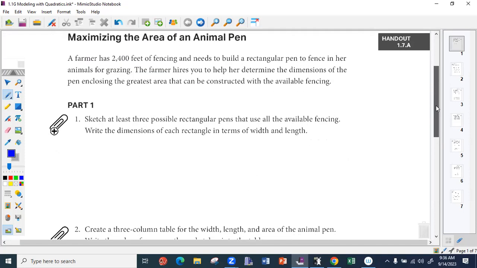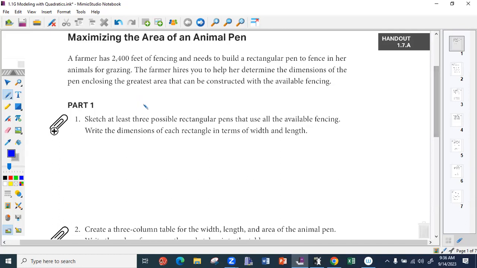A farmer has 2,400 feet of fencing and needs to build a rectangular pen to fence in her animals for grazing. The farmer hires you to help her determine the dimensions of the pen enclosing the greatest area that can be constructed with available fencing. So your job is to come up with the dimensions.